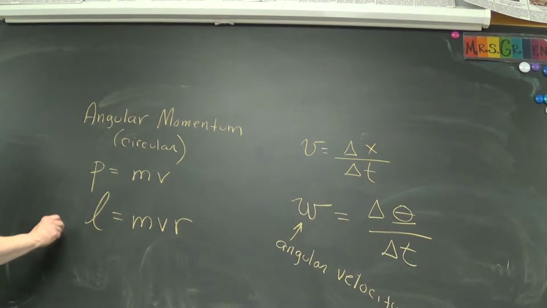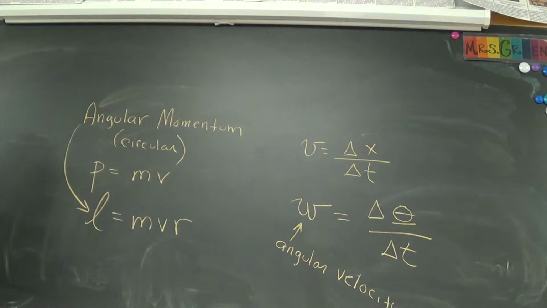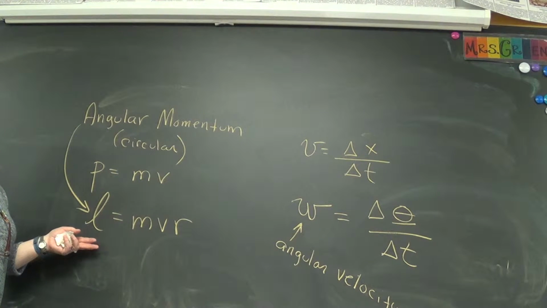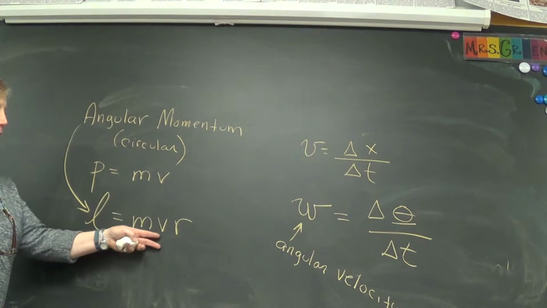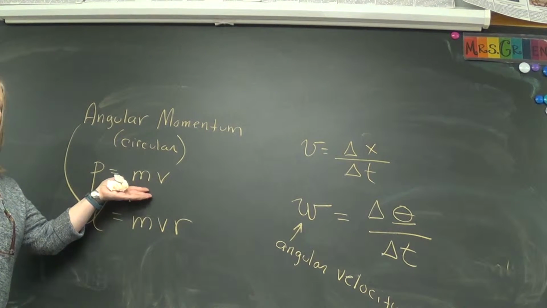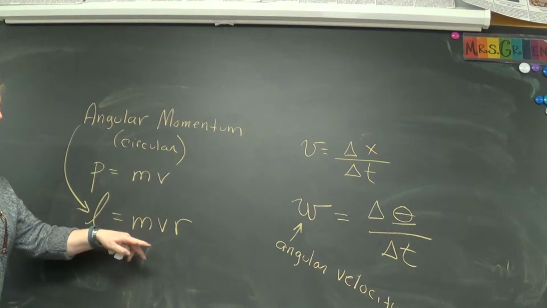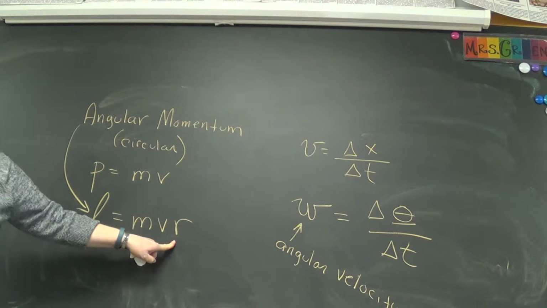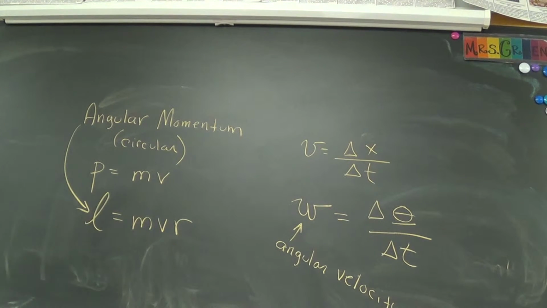This is angular momentum. It is indicated with the letter L. I don't know why. L equals mv, and the only difference between the old momentum and now that we're going in the circle is the addition of the factor r, which is radius.